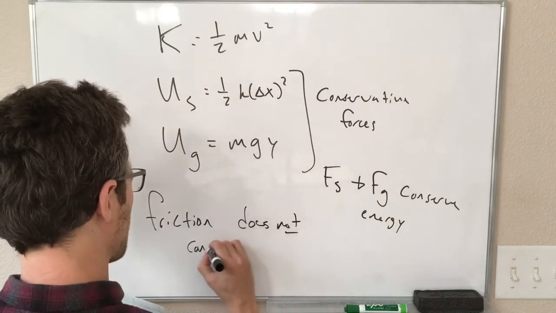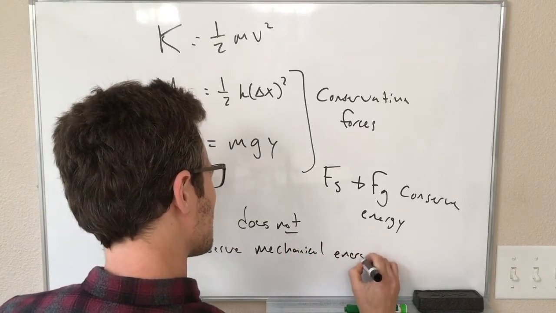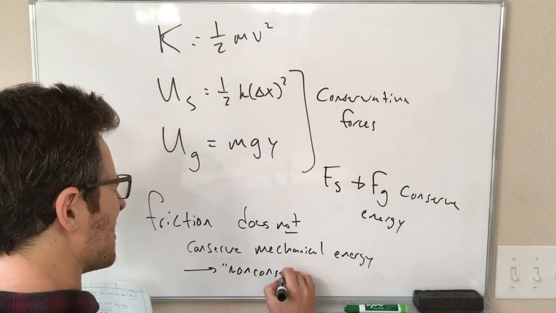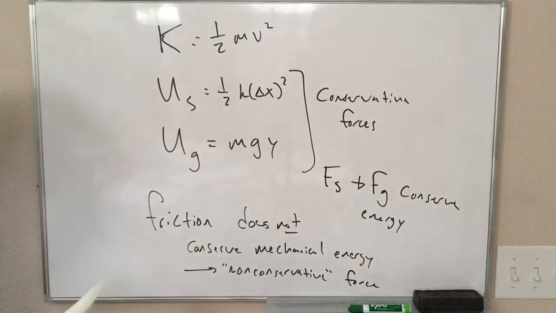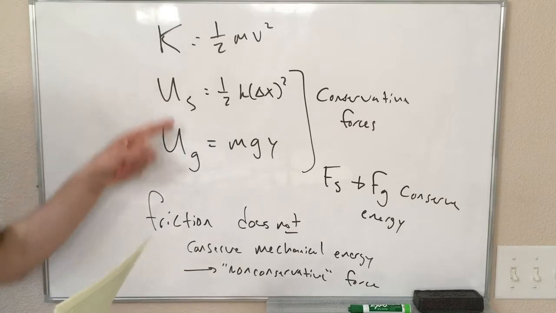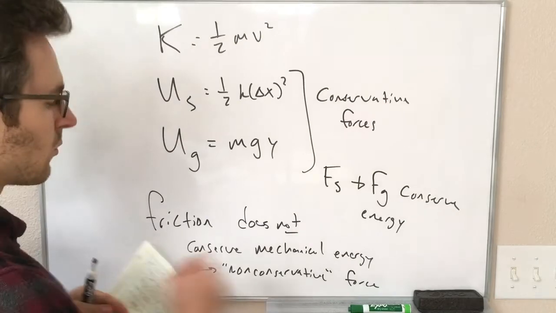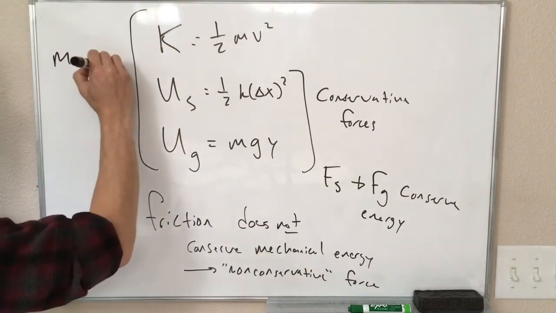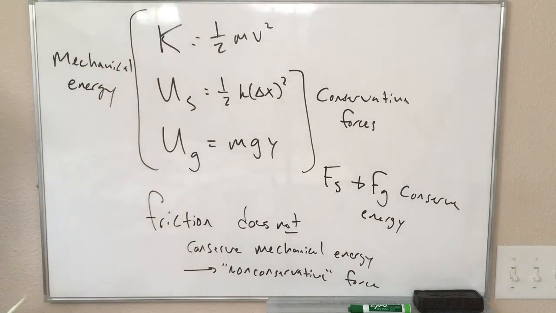Okay, friction does not conserve mechanical energy. And because of this, we say that friction is a non-conservative force. It does not conserve energy the same way that springs and gravity do. Okay, and what we mean when we say mechanical energy is exactly these things, our different forms of energy that we've learned how to account for.